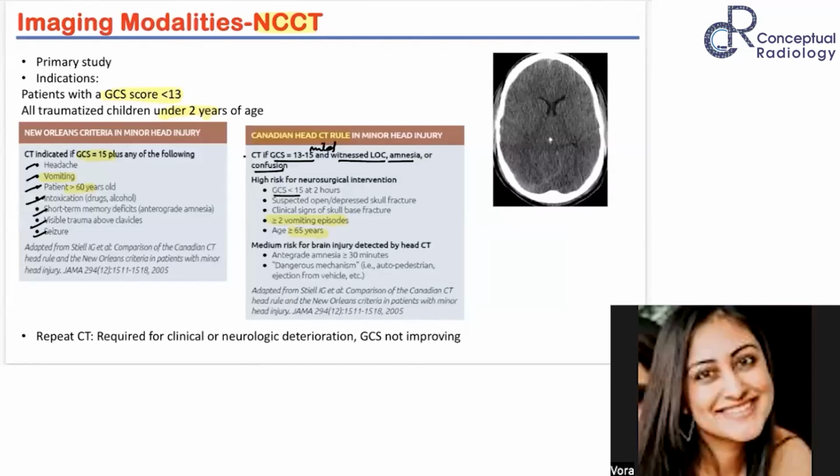Neither one mentions less than 2, because that is something which is a given, so less than 13 and under 2, everybody gets it. So these are for minor head injury. The moment it is less than 2 years, it doesn't come under this heading. That is already clear, that it has to be done. Understanding? So these CTs are already done. As far as 15 GCS or 13 to 15 GCS is concerned, you need to look for these dangerous mechanisms, or these red flags basically. So that is what you got to learn here.